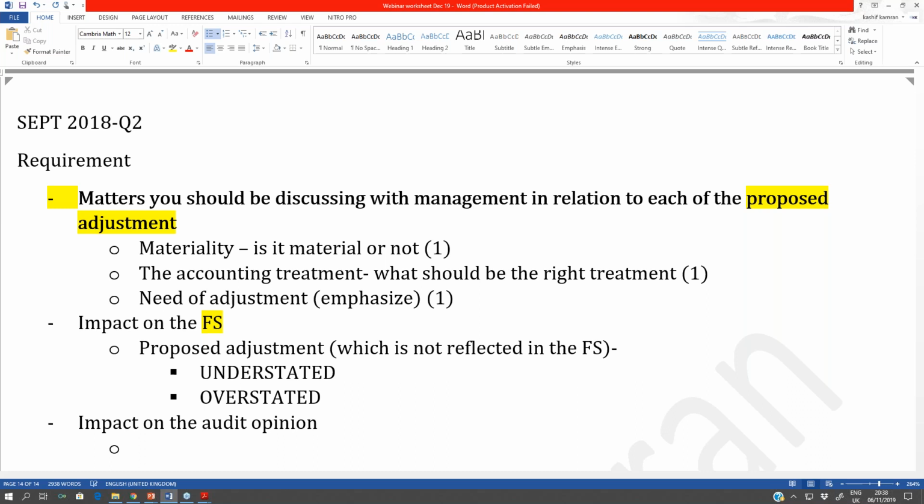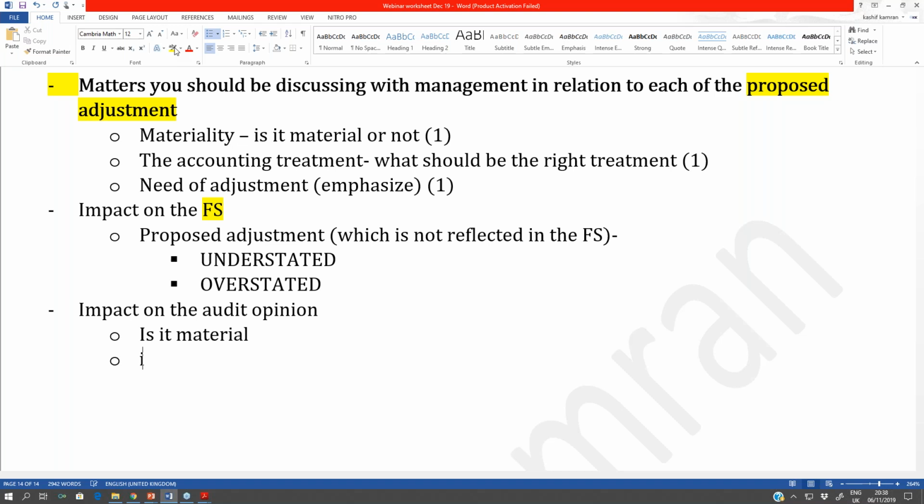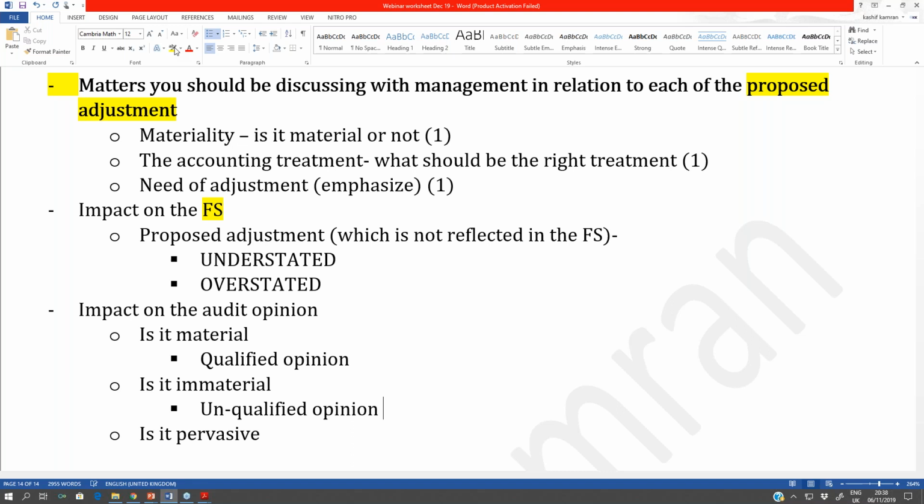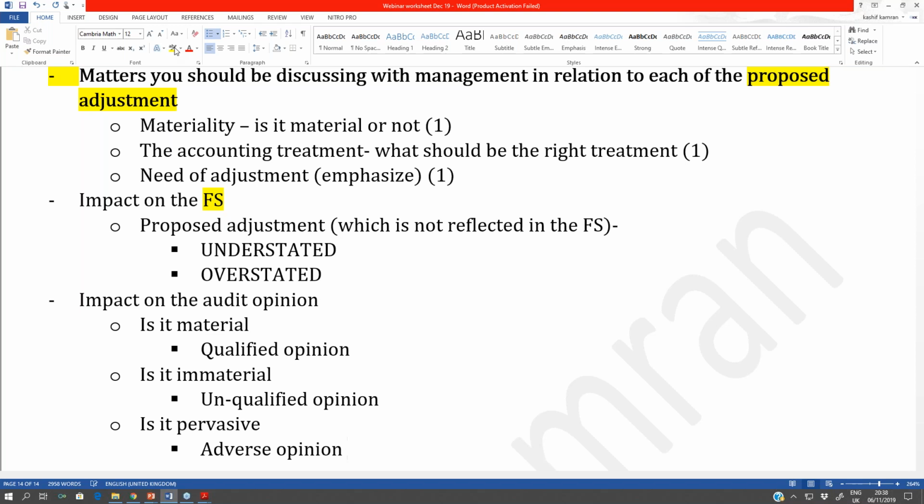Is it material? Is it immaterial? Or is it pervasive? Now we know if it is material, the auditor will issue a qualified opinion. If it is immaterial, the auditor will issue an unqualified opinion. We're talking about each misstatement. And is it pervasive? Then obviously the auditor has to issue an adverse opinion. I've covered the rules of adverse, pervasive and material in my previous webinar, so please go through that.